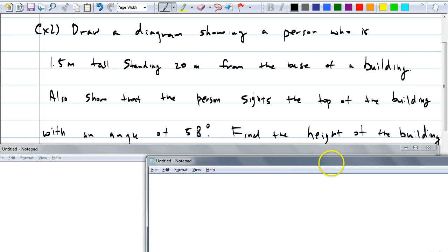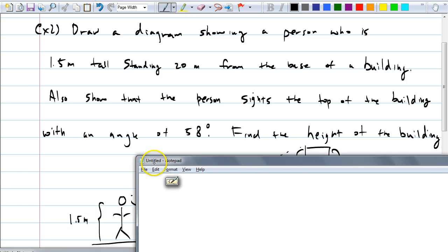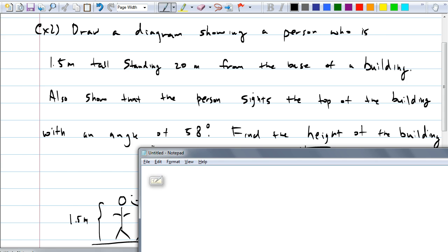Okay, first of all, you have this person right here. It's 1.5 meters high, right? Now, some of you say, what about the distance between where the person's eye is to the top of his head? Don't worry about that. We'll just take it as is. Now, this is important: the person is standing. He's not sitting on the ground or anything like that.